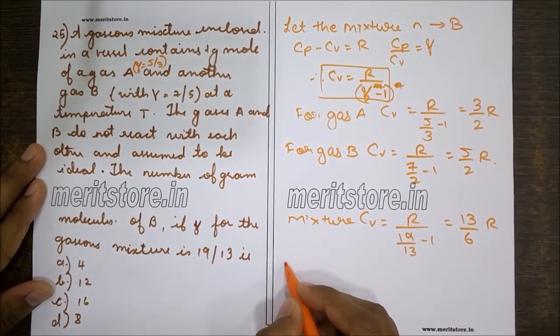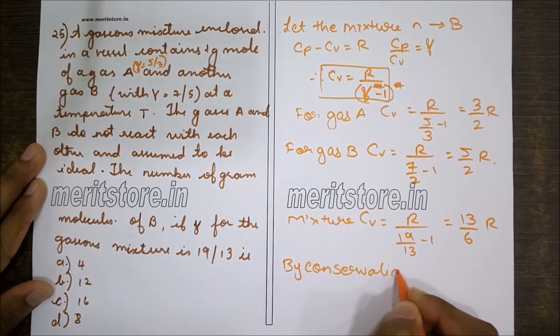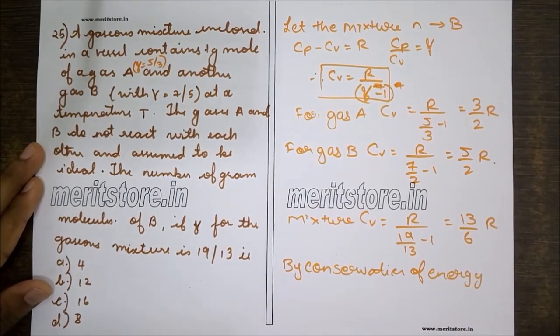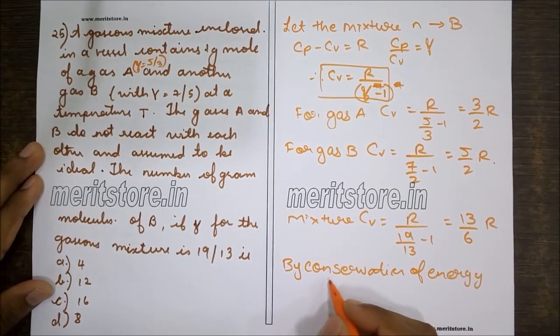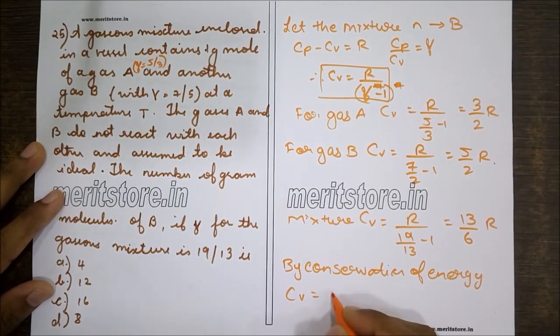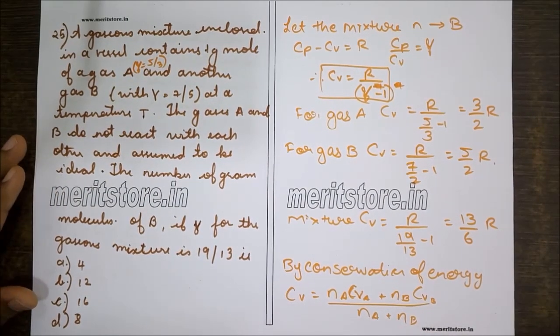Now by conservation of energy, the molar specific heat of the mixture, that is Cv for the mixture, can be given as the number of gram moles of A times Cv for A plus number of gram moles of B times Cv for B upon number of gram moles of A plus number of gram moles of B.